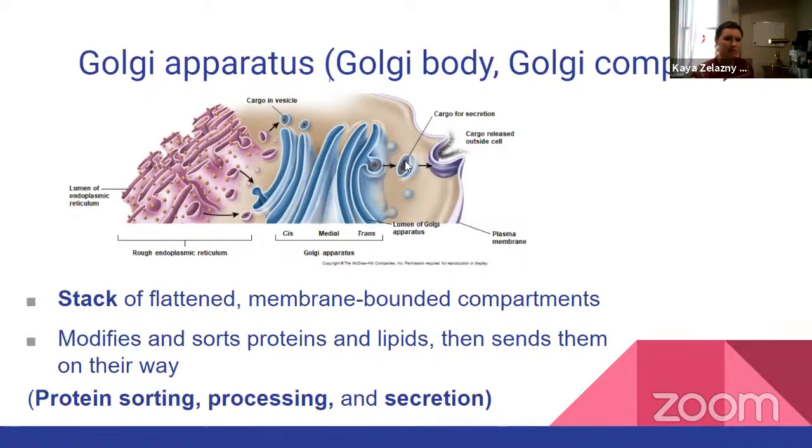So this vesicle is binding into our membrane, and that's spilling the contents outside the cell. So this would be an example of exocytosis. So we say that the Golgi is responsible for protein sorting, processing, and secretion, basically because of this sort of planning and sending aspect it has.